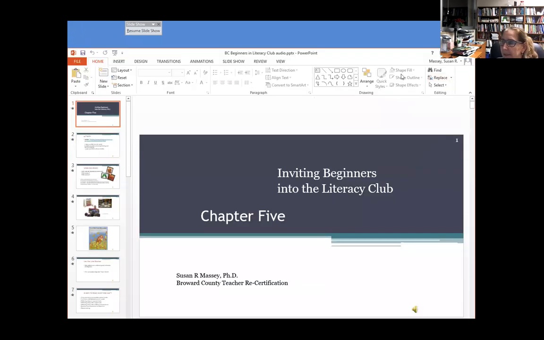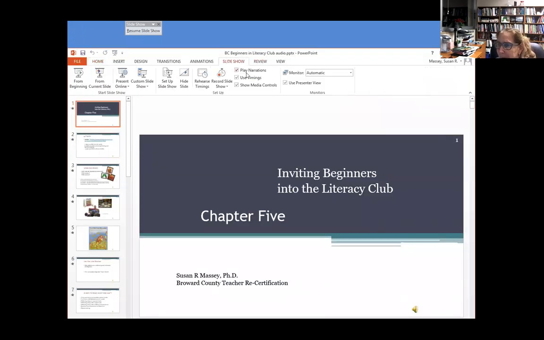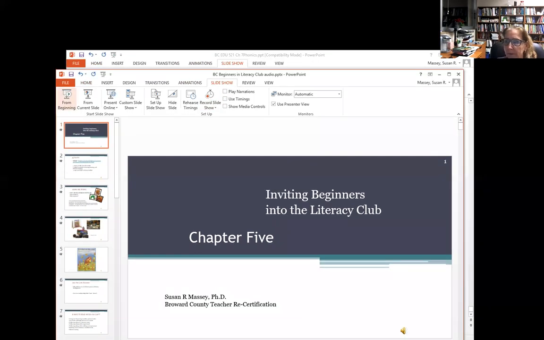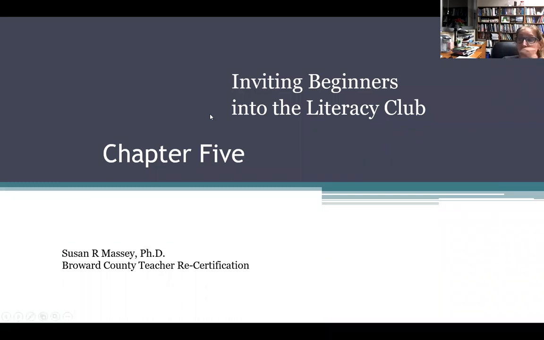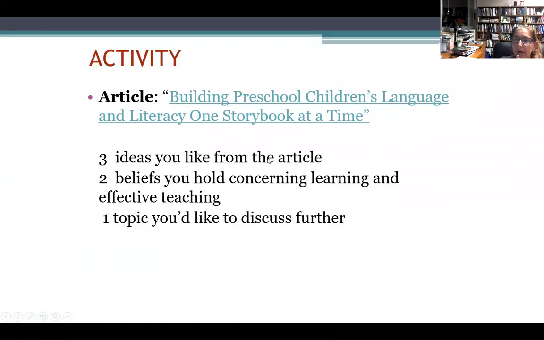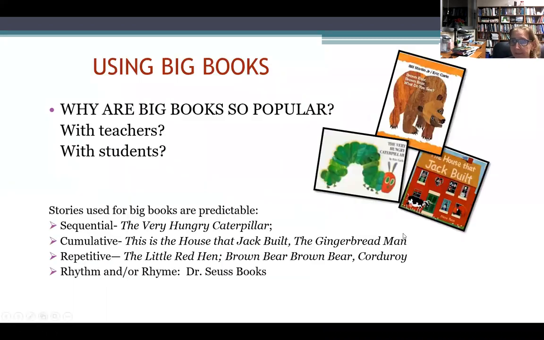This is inviting beginners into the literacy club. These are children who have emergent literacy skills but they're still dodgy and need a lot of help in their reading. Everybody can see the screen, inviting beginners into literacy? Good. There's an article on Canvas called Building Preschoolers' Children's Language and Literacy One Storybook at a Time. Read it because you can see how valuable picture books are in teaching reading skills.